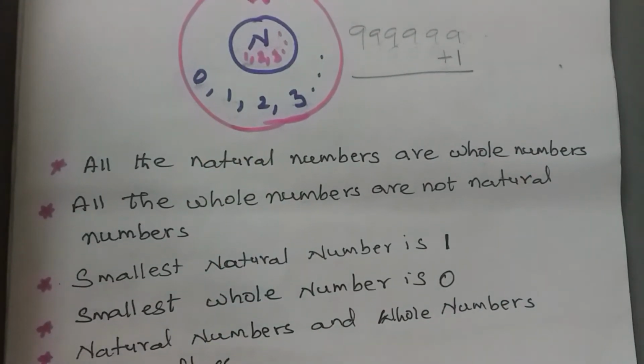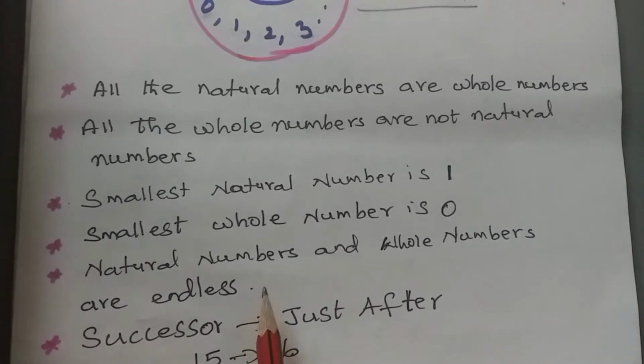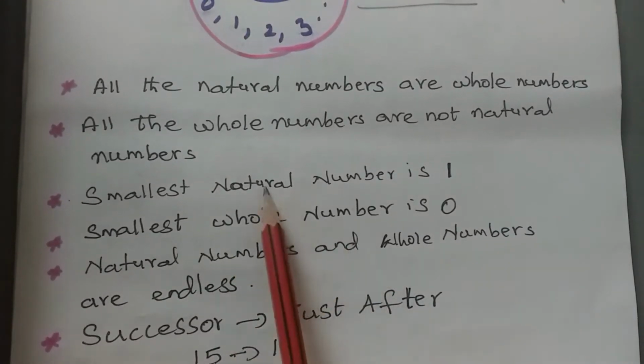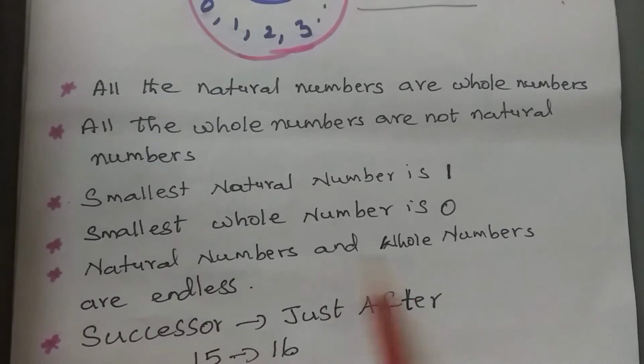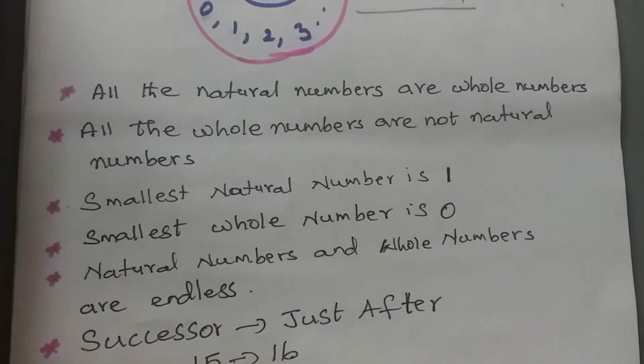Then natural numbers and whole numbers are endless. Endless means there is no greater number. We have only smaller numbers. We don't have the greatest number. It goes on and on. There is no end for the number system.